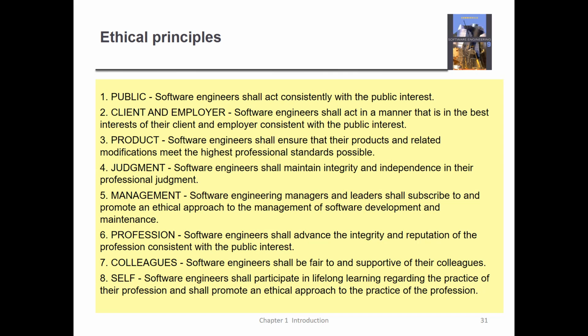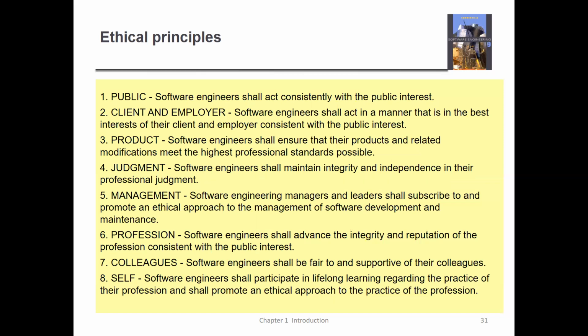When it comes to public, software engineers shall act consistently with the public interest. For client and employer, software engineers shall act in a manner that is in the best interests of their client and employer, consistent with the public interest. As the third one, we have product: software engineers shall ensure that their products and related modifications meet the highest professional standards possible.